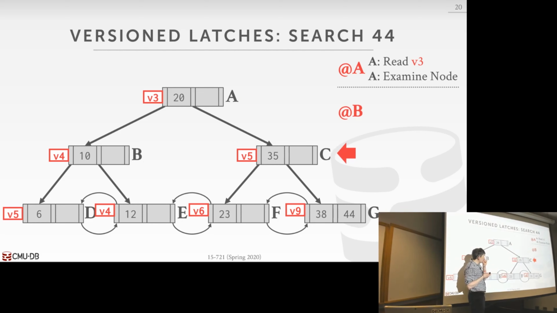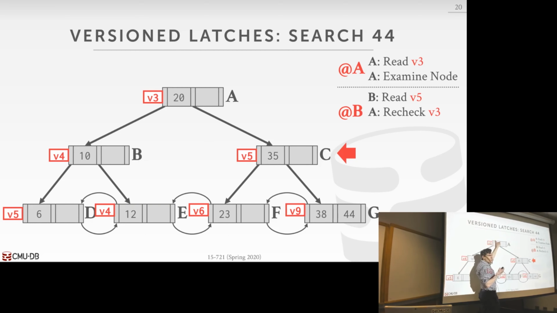Now we're at node B. And what we need to do is again read our version here, but then go back and read the version of the node we just came from. Right, we sort of maintain a stack of pointers of the nodes as we traverse down. So we just go back and look, where did we come from? And then we check to see whether this version has changed since when we initially read it.